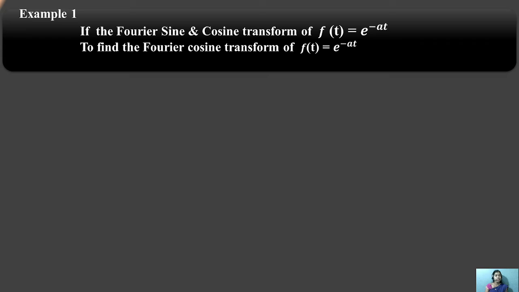In the first example we discuss finding the Fourier sine and cosine transform of f of t equals e to the power minus at. We find the Fourier cosine transform of f of t equals e to the power minus at. Okay, first of all we solve the problem for the Fourier cosine transform. Okay, f of t is given as e to the power minus at.